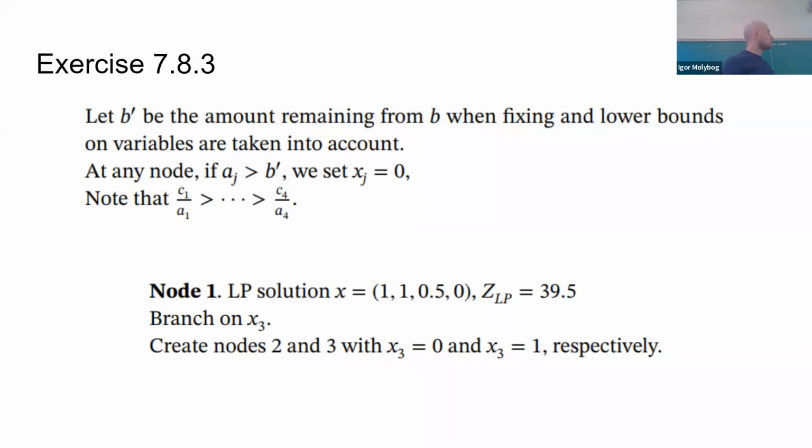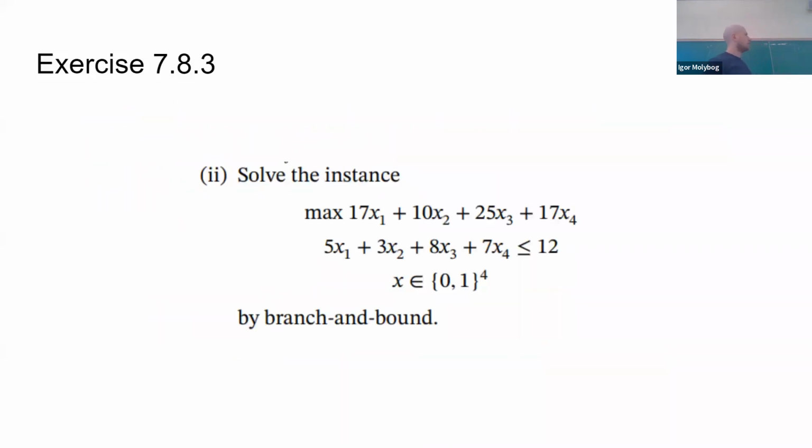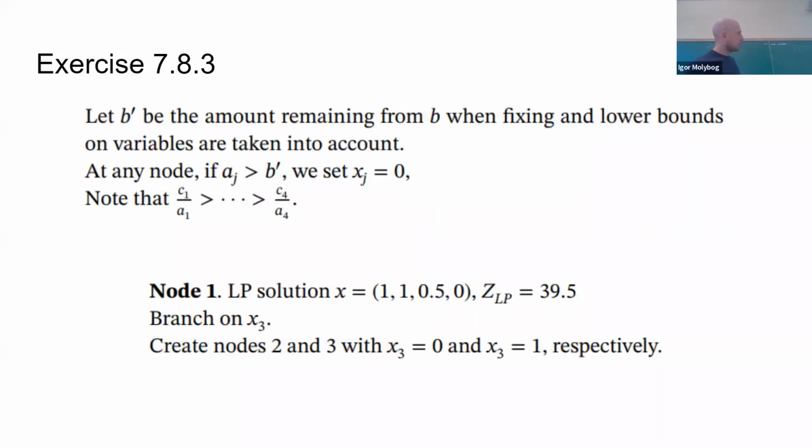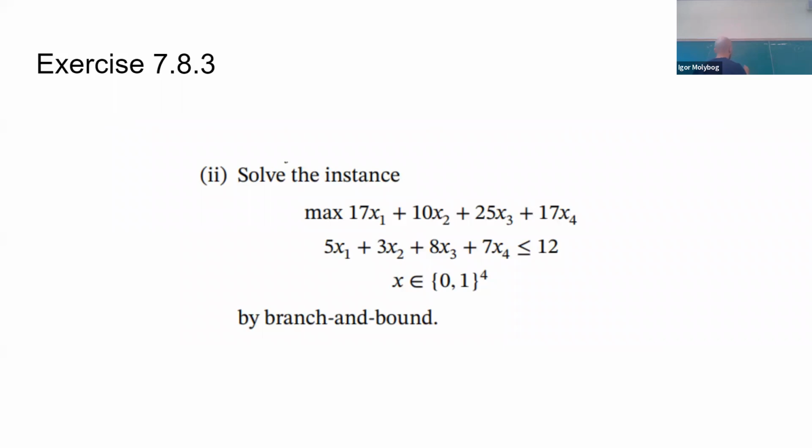How do we solve the linear relaxation for this problem? Well, we just note that 17 over 5, and then we have 10 over 3, and then we have 25 over 8, 5 over 8, which is greater than 17 over 7. So our variables are already lined up. We don't really need to change anything.